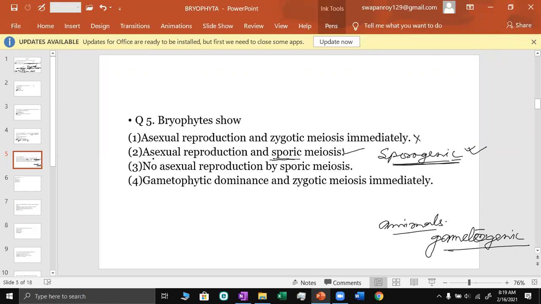So here asexual reproduction is there, and sporic meiosis is there. No asexual reproduction, this is not correct. Gametophytic dominance, this is correct. Okay, this portion is correct, but this portion is wrong.